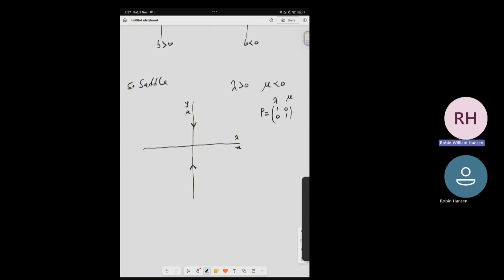Okay, I think I should use a different color for easy identification of our phase lines. Is that okay? Lambda is greater than 0, which is what? Unstable. So if you have eigenvalues which are positive, you always have outgoing directions. And if you have eigenvalues which are negative, they have incoming directions. So this is what our phase lines are going to look like.